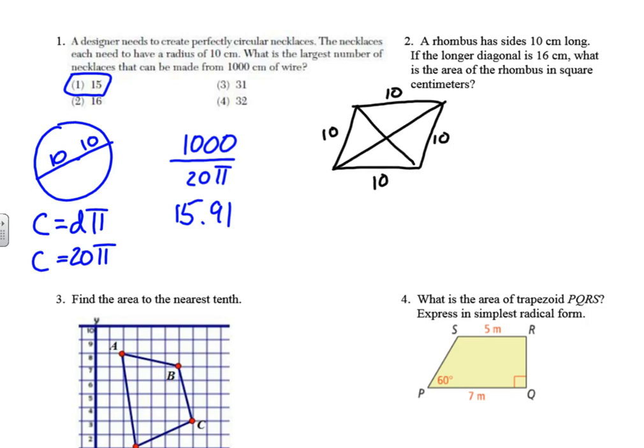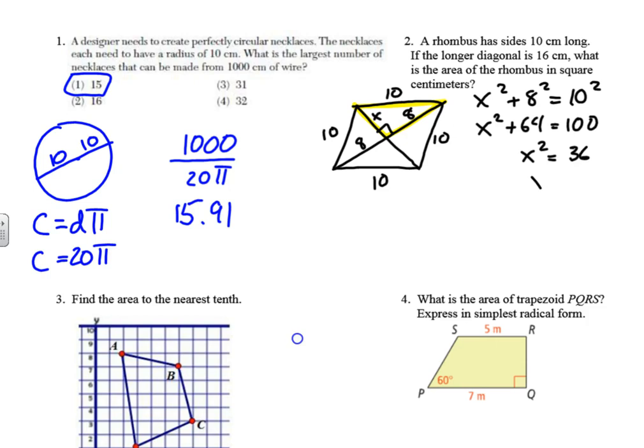Well, we know the diagonals bisect each other and they're perpendicular. So 8 and 8, and we need to find the square. Well, because the diagonals are perpendicular, what we have created here is a right triangle. And when we know two sides of a right triangle, I'm going to call this side x, we can do the Pythagorean theorem to find what that other side is. So this would be 64 and 100. So when we subtract 64, we'd get 36. And the square root of that would be 6. So this would be 6 and 6.